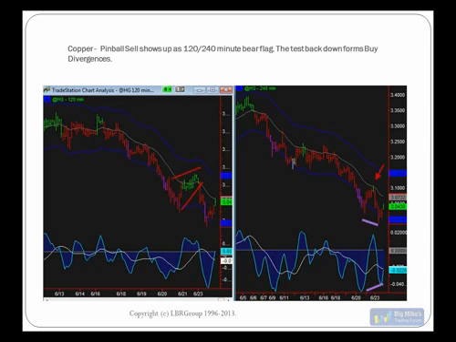That is your pinball buy or sell, and you can see too the coils that form. When we have those little 3-bar coils, they will always show up as converging trend lines. Not always, but enough of the time on these 120, 240 minute time frames.